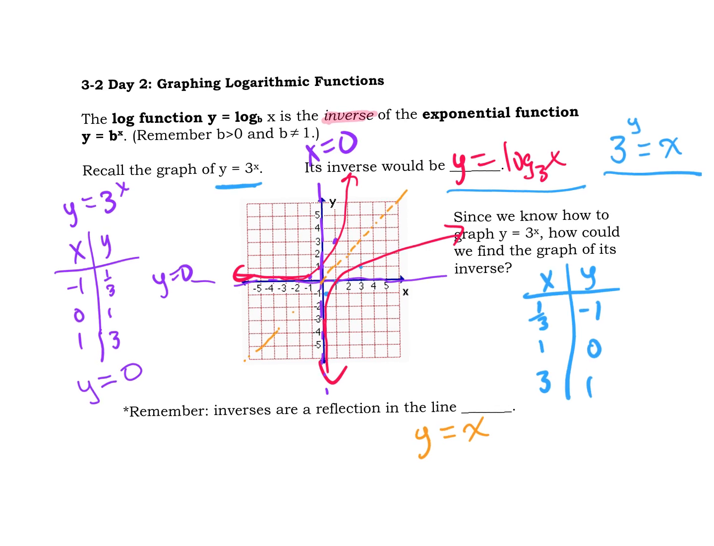So to graph any logarithmic graph, what we are first going to do is think about its inverse, its exponential table, and then we're going to flip it. That's the process that we're going to use. Okay? Questions, comments?